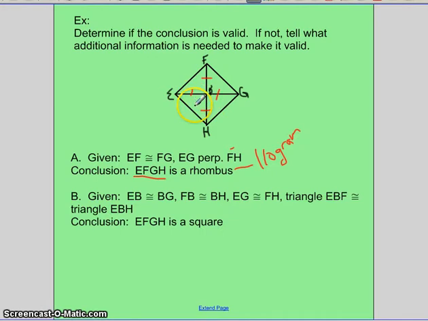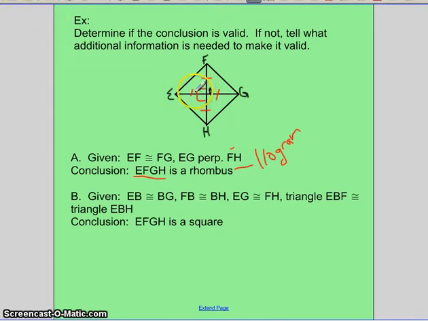Well, if the triangles are congruent, this looks like it would be a linear pair here, so actually that's going to give us some 90-degree angles. Don't know if that would help us out or not, but alright.